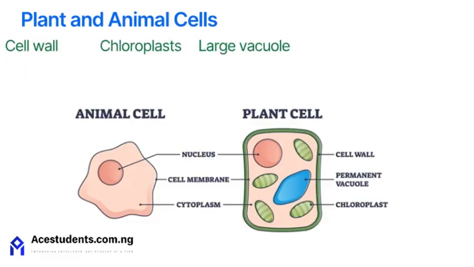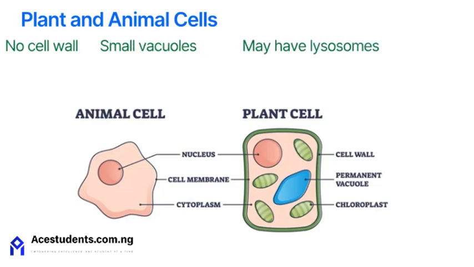Plant cells have extra parts. They have a cell wall for support, chloroplasts that carry out photosynthesis, and a large vacuole that stores water and nutrients. Animal cells do not have a cell wall. They usually contain small vacuoles and sometimes have lysosomes that help with digestion of waste materials.